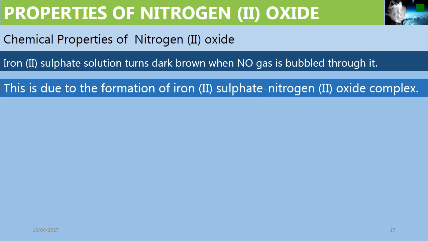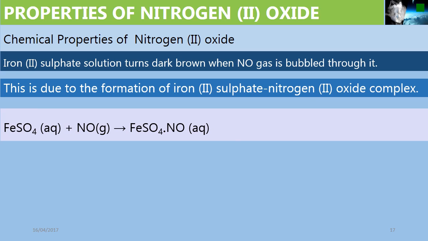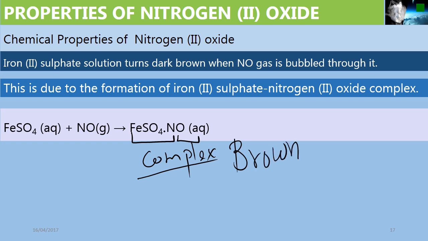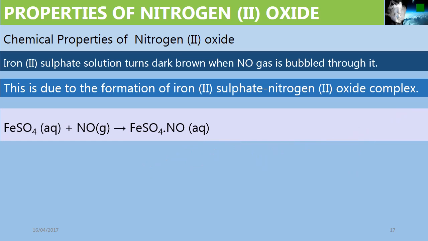The equation for that reaction is iron 2 sulfate reacts with nitrogen 2 oxide to give us the iron 2 sulfate nitrogen 2 oxide complex, which is actually a brown compound, and hence the test for nitrates is usually called brown ring test. But we'll look at brown ring test later.